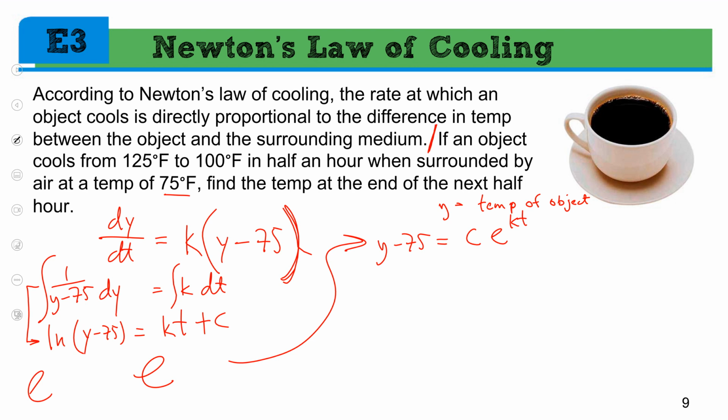Liz? Good, time is 30 minutes. Are we going to use 30 minutes or are we going to use 0.5? Is there any indication in the problem that you should use one or the other? It says half hour, so we're going to go with 0.5. You could do 30 minutes as long as all your work's in 30 minutes. Okay, so I know that t is equal to 0.5.